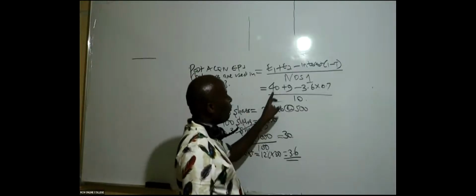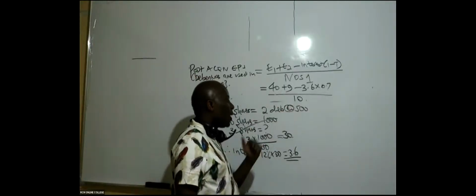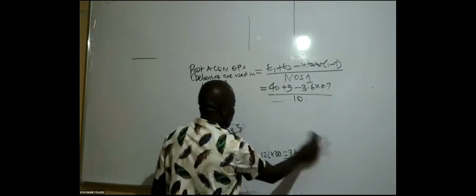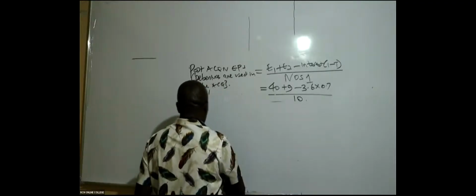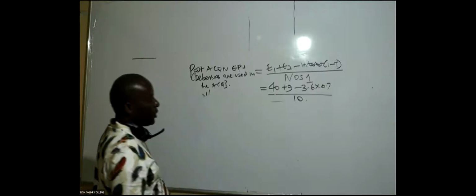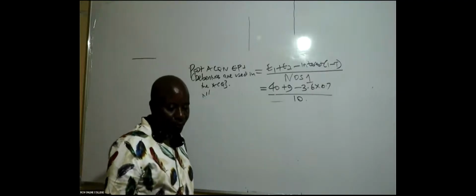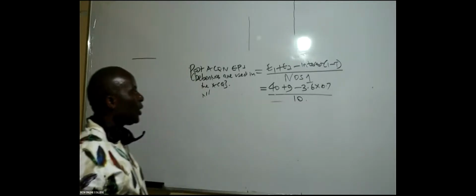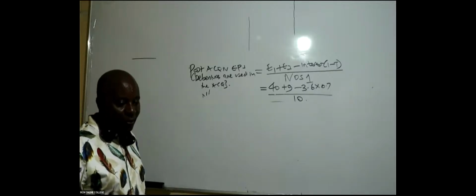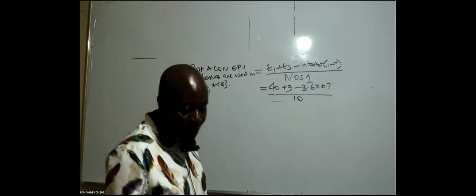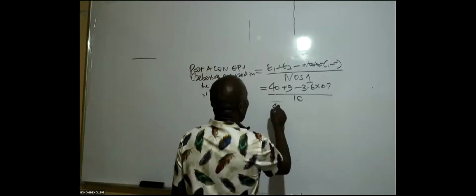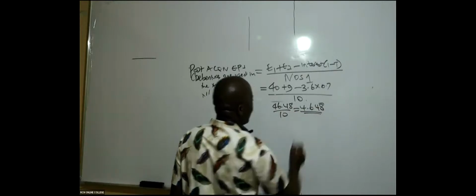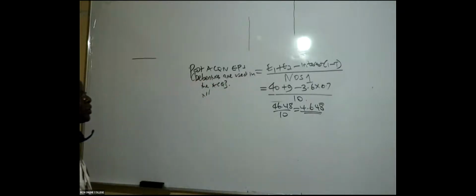And then now here you go slowly, my friends, and say 40 plus 9 minus 3.6 times 0.7. First of all, you get the numerator. So what do we have here for the numerator? Is there somebody who is able to give me the numerator? 49 minus 3.6 times 0.7. So they're giving me 46.48 approximately. We divide this by 10, which will give me 4.648. That is the final answer.